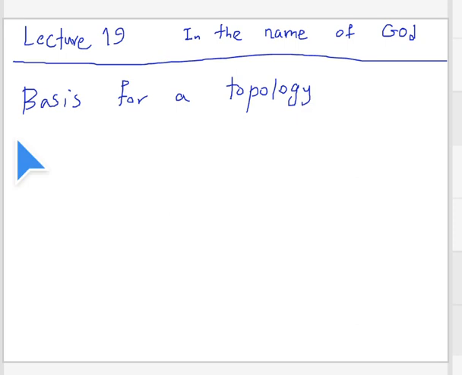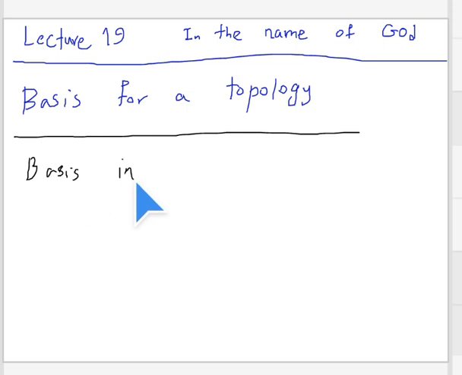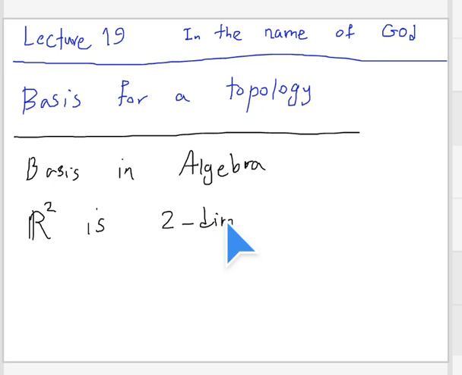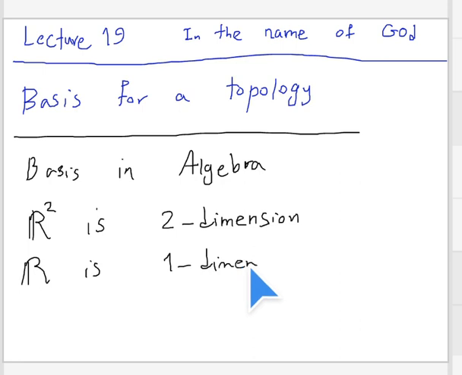First, I remark the basis in algebra. Basis in algebra. You know that R2 is two dimension. R is one dimension. And the other. Why R2 is two dimension?